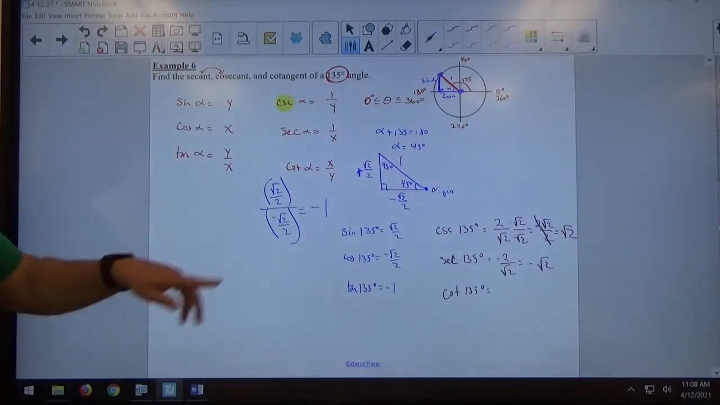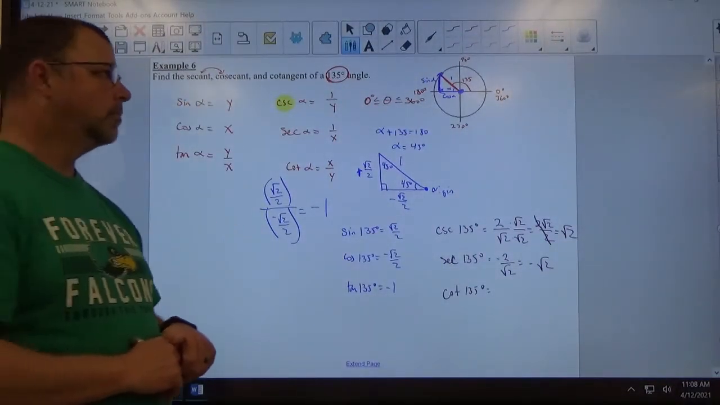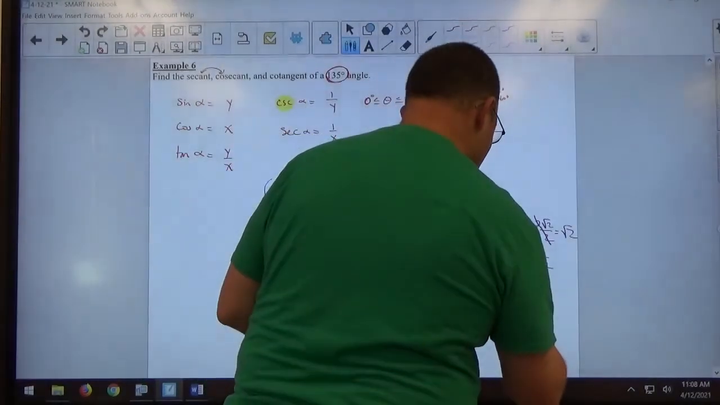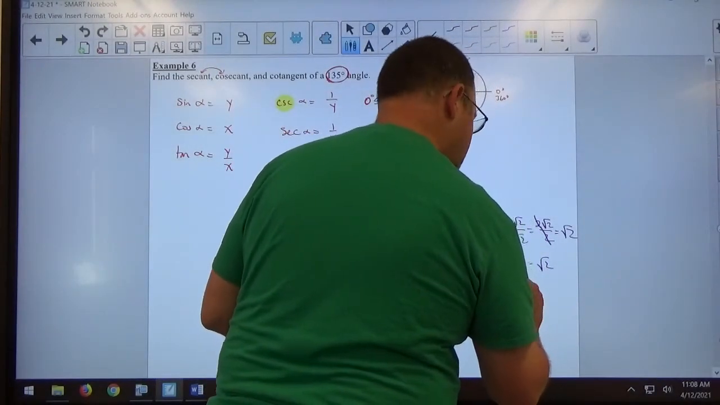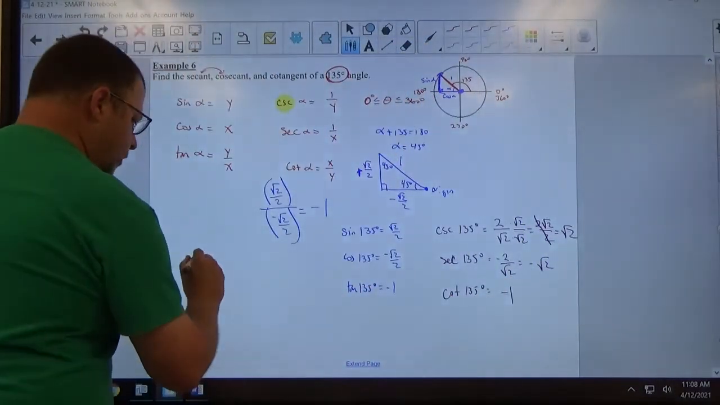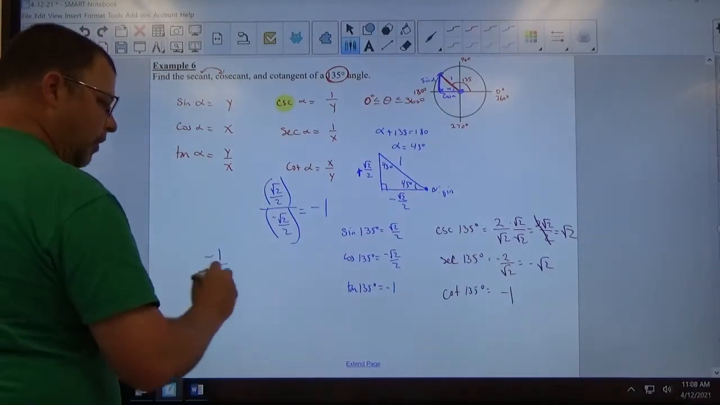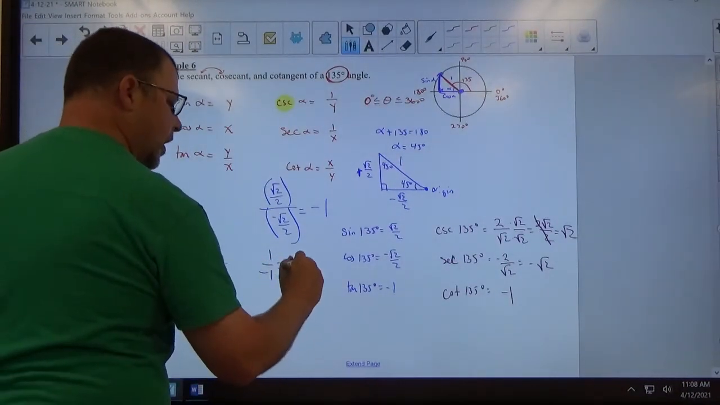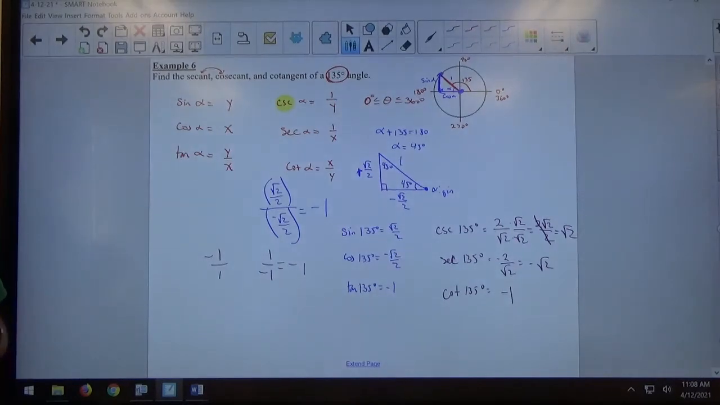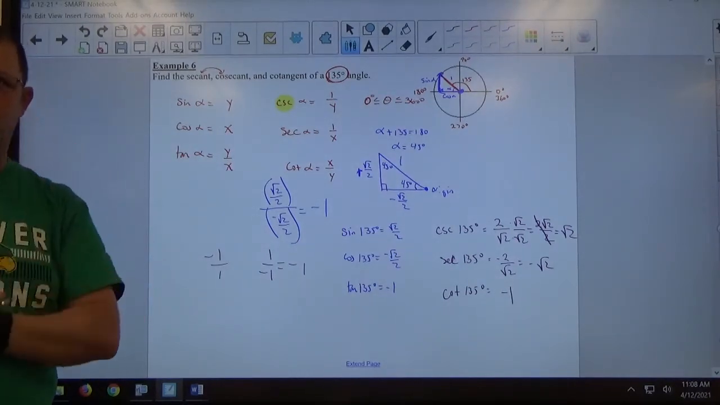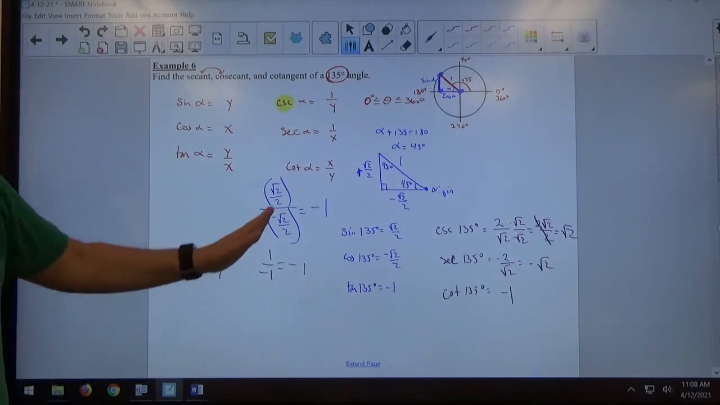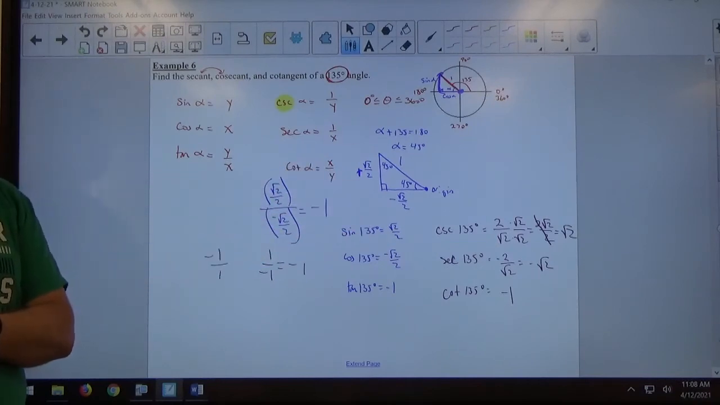What's the reciprocal of negative 1? Negative 1 over 0? Oh. Negative 1 is negative 1 over 1. If you flip it over, you get 1 over negative 1, which equals negative 1, right? So 1 over 1, 1 over 1, you flip it, it's the same. So tangent's negative 1, cotangent's negative 1.